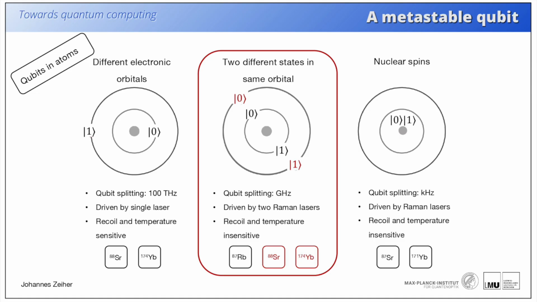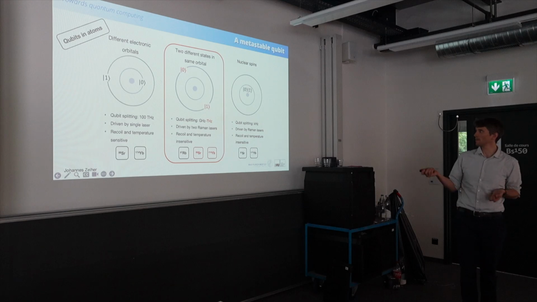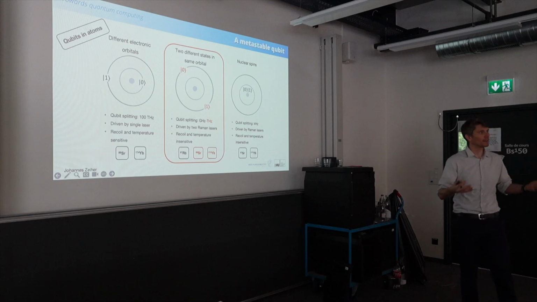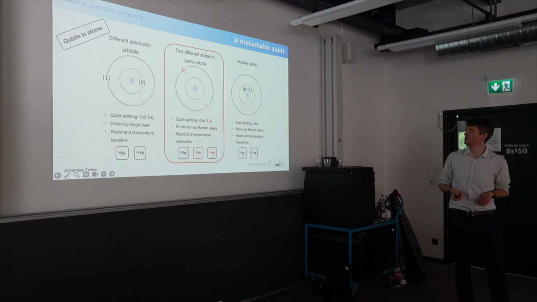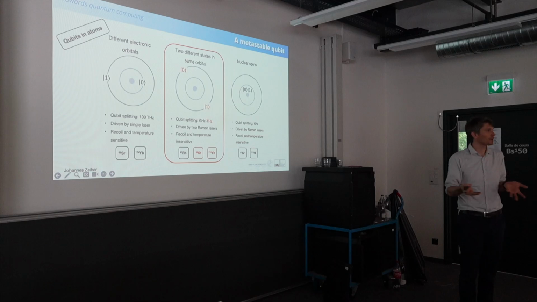Now, the fine structure qubit that I will be talking about is part of this middle column here, where things are similar but still slightly different compared to the alkali qubits. Namely, for these fine structure states, the splitting is not in the gigahertz range, which is typical for alkali atoms, but rather in the terahertz range, so it's much larger, and I will tell you why that is actually an advantage in some way. But otherwise, things are still comparable. You can drive this with two Raman lasers, and because of that, this is also rather insensitive to recoil and temperature. And you find such qubits in strontium-88 or also terbium-170.